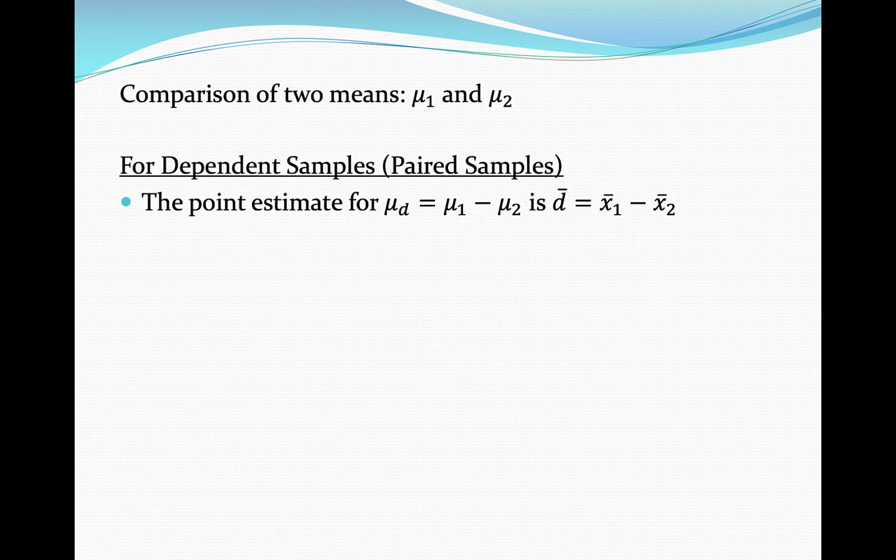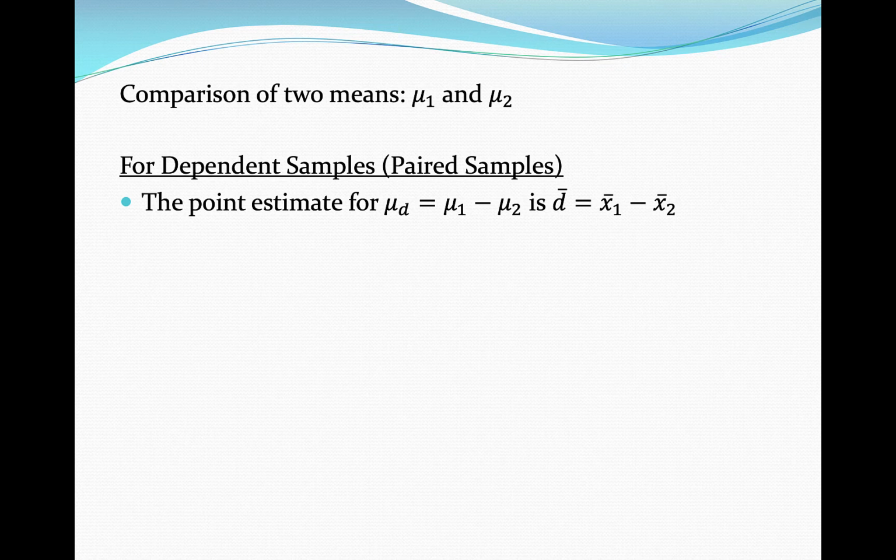Of course, if it's pre-test, post-test, mu1 might be the mean on the pre-test, and mu2 might be the mean on the post-test. So you define mu1 and mu2 based on your two groups. It's the mean for each. And really what we look at is the difference between mu1 and mu2, and that's how we define mu sub d in the paired case.